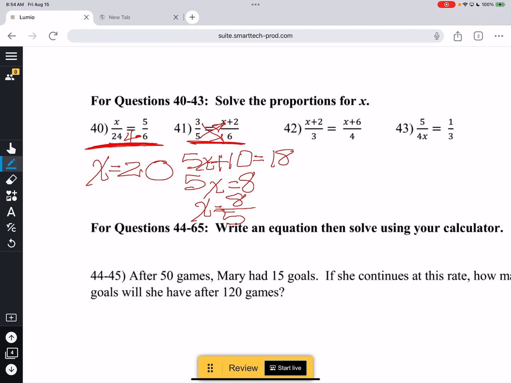So 42, I want you to work that one. Being sure to distribute, not like I did. Do like I say, not like I do. So this one will give you a positive whole number.